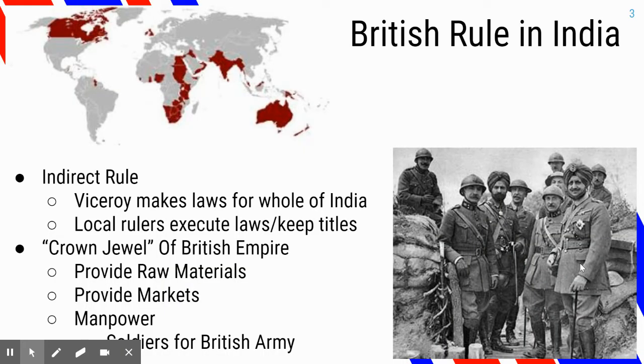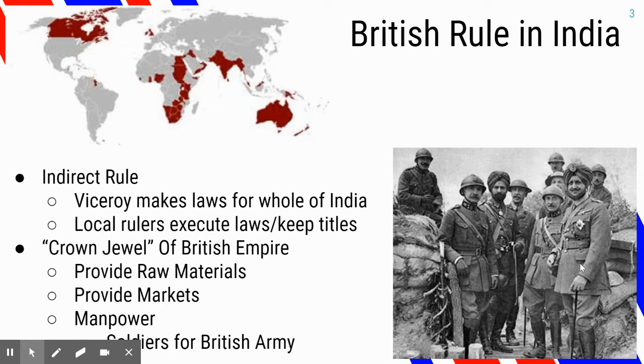Indirect rule was practiced in India through a system where the viceroy and the local rulers kind of worked together. So the viceroy was a British official who was appointed by the Queen to India, and they kind of think of him like as the governor of India. The viceroy would then make the laws for India and how to govern the country, which would then be sent down to the local rulers who were Indian princes, who would then carry out those laws for the viceroy. This allowed the Indian rulers to keep their titles and police their own people, but the British to really be the ones calling the shots in India.